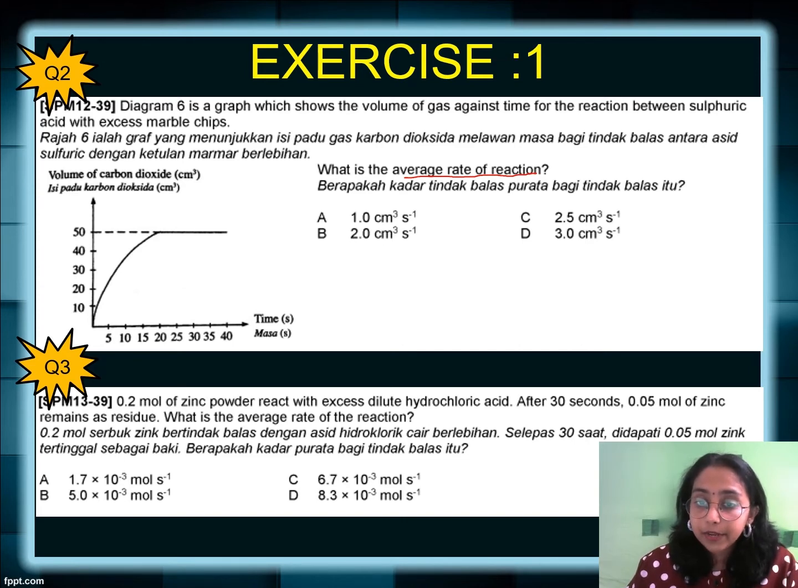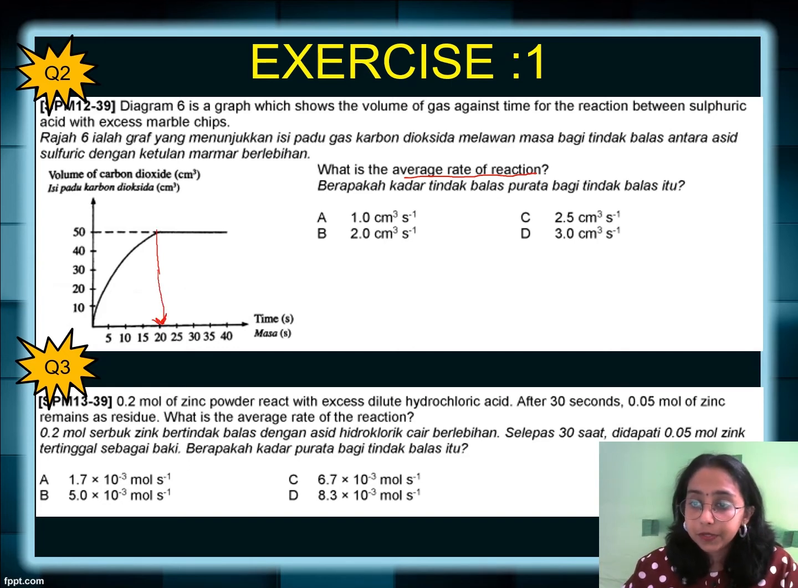So now what you have to do is the same thing, go and look at your graph. Find the highest volume of gas released. Can you see the constant line? The highest volume was 50, the first point over here. So kindly bring it down and record the time taken. The time taken for the reaction to complete will be 20 seconds.